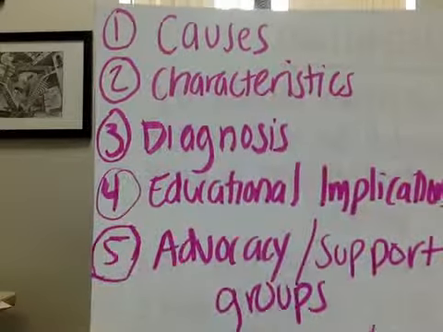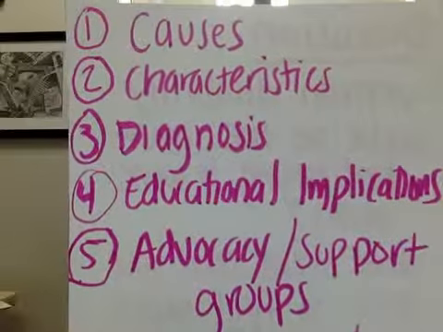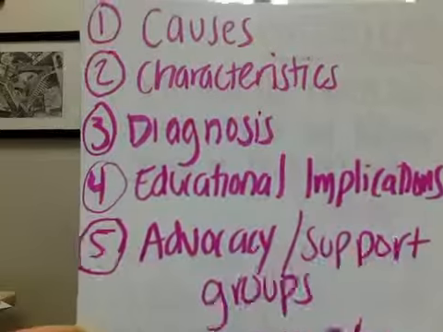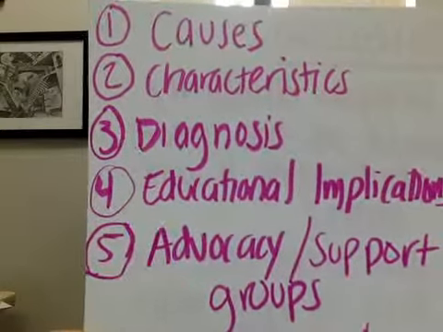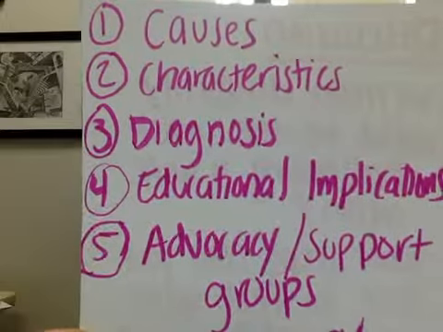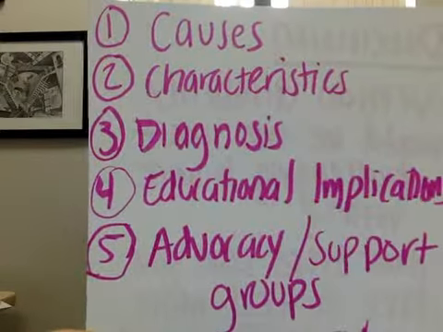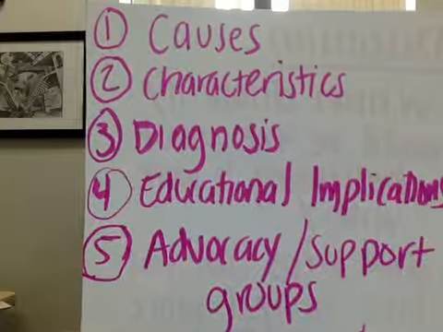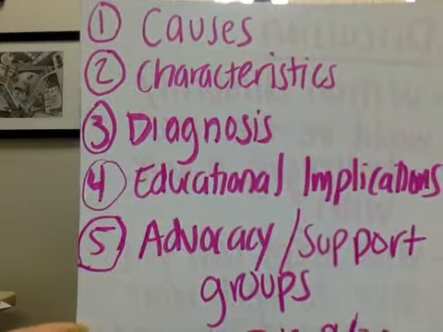What are the characteristics? Like I said before, how does this disability manifest itself? Can you tell that a child has the disability just from observing them? Or do you need to see certain work samples? How does the child exhibit the characteristics of the disability? Number 3, diagnosis. How is this diagnosed? How many different assessments or evaluations need to be conducted, and what is the diagnosis process?